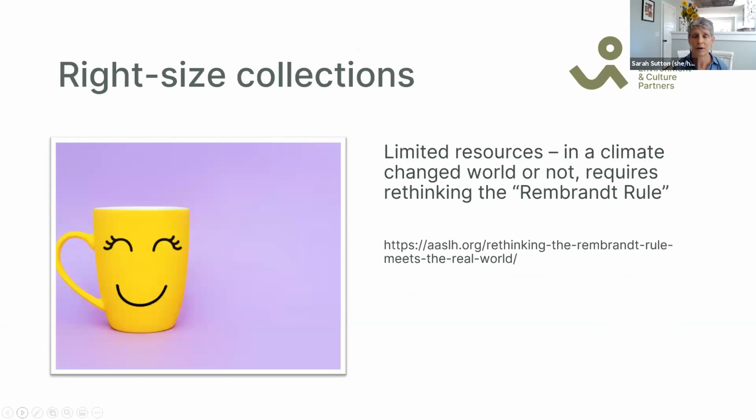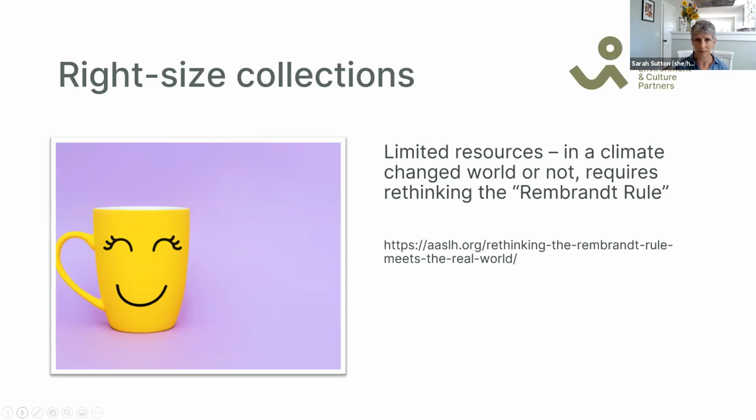So we need to think about right-sizing our collections. So as a field, can we have a conversation about whether or not all collections are cared for as if they're Rembrandts? Can we restart that collection discussion about tiering, care, and prioritization? Can we restart the conversation about whether or not we need to keep everything? And do we need to keep everything, and for how long?